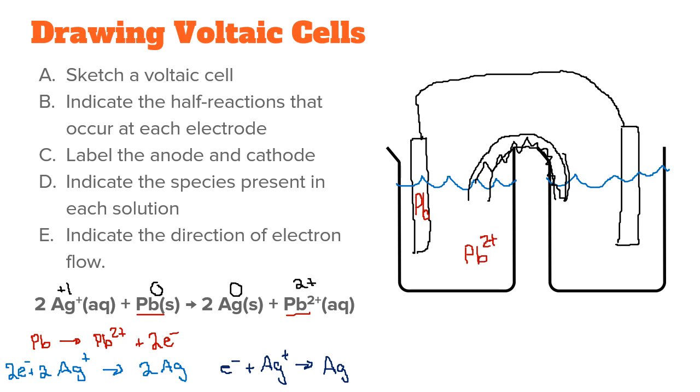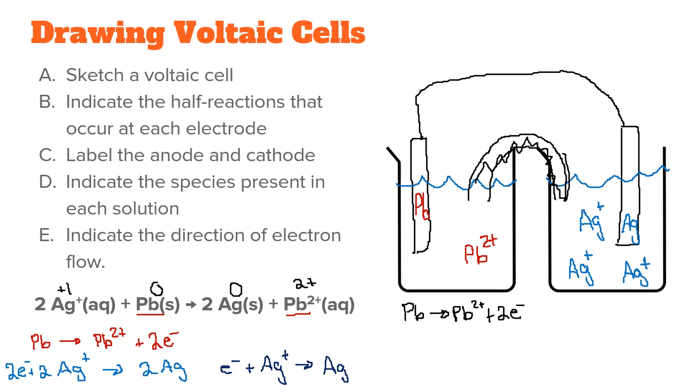And then for the second half reaction, we have solid silver, so that's going to be what the electrode is made of. This will have to be some sort of silver metal. And then that's not going to be charged, but the ions that are floating around in the solution are going to have that silver with a positive charge. Now, if we were going to label the half reactions, we have a half reaction for lead, so that's going to be solid lead going to lead 2+ and 2 electrons.